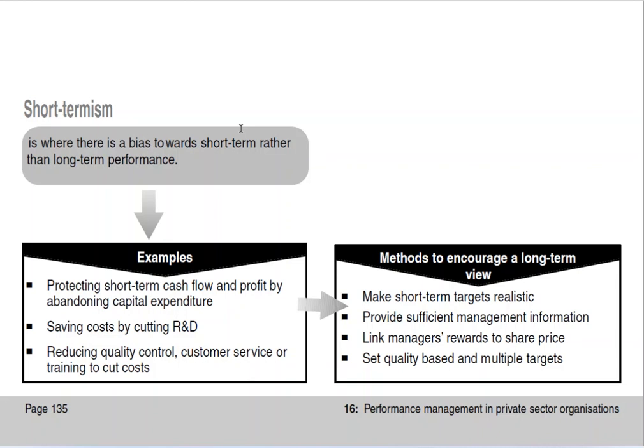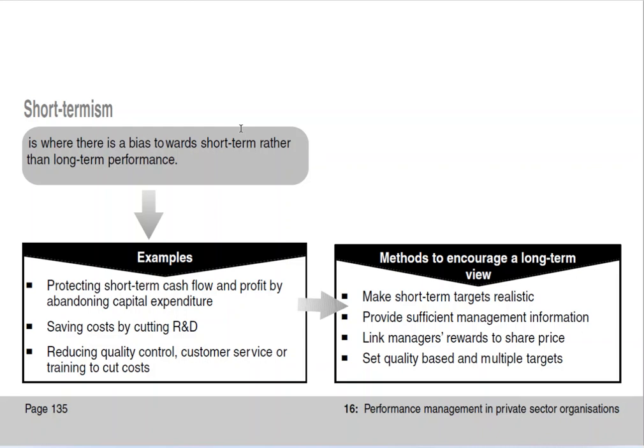So if you are number one, you will not always be number one. You should try to be number one by doing research and development. Reducing quality control, reducing quality, because quality would incur cost. Customer service or training to cut costs.